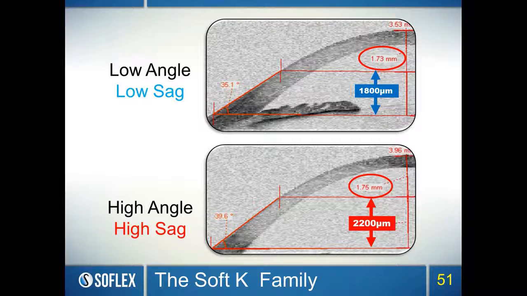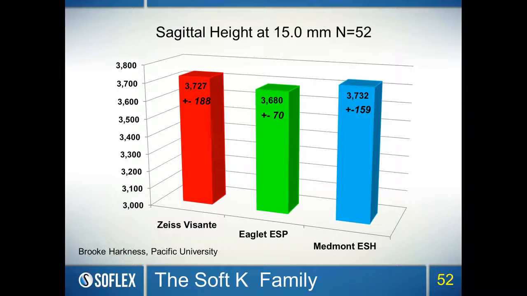The low angle gives us low sag. Here we can see that the angle is 35.1 degrees and the sag is 1800. In the eye with angle 39.6, the sag is 2200, 400 micron more. But when we compare 3 machines, we find that all the machines, the Zeiss, the Eaglet and the Medmont, give us about the same sag values.